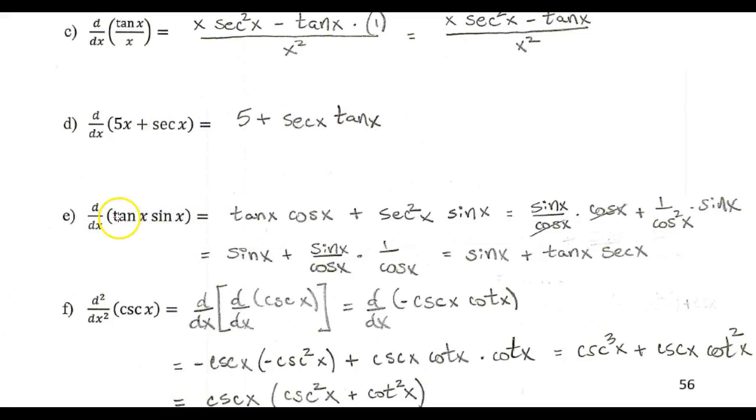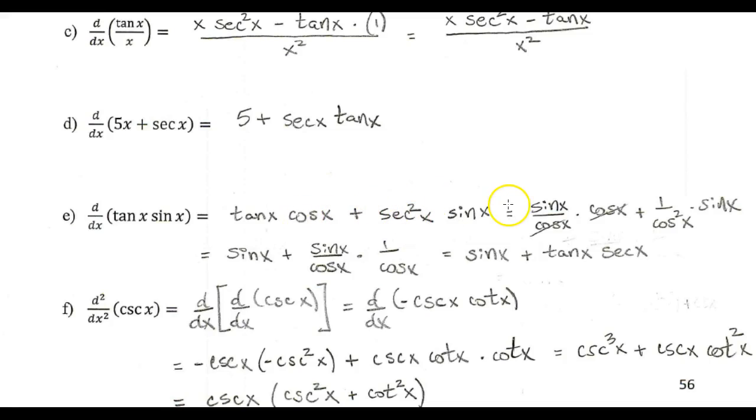In part E, the derivative with respect to x of tangent of x times sine of x. So now I have a product rule, right? Tangent of x times sine of x. So it's the first times the derivative of the second. So tangent of x times the derivative of sine of x, which is cosine of x. Plus the second, sine of x, times the derivative of the first, the derivative of tangent of x, which is secant squared x.